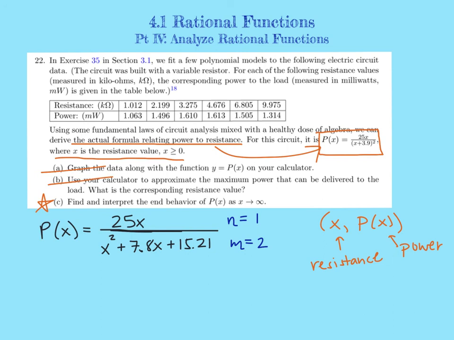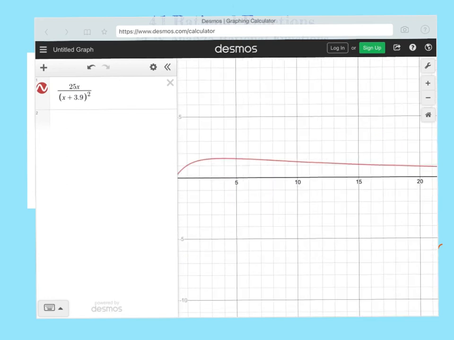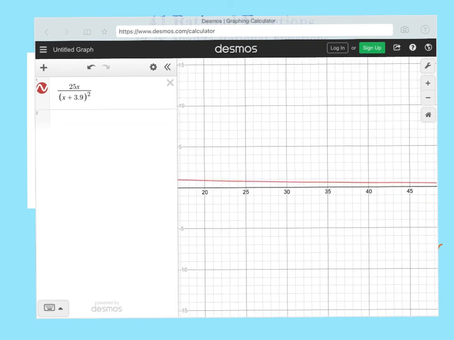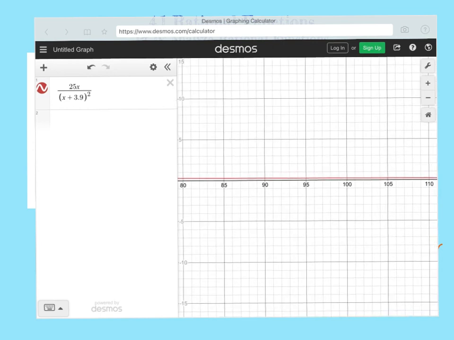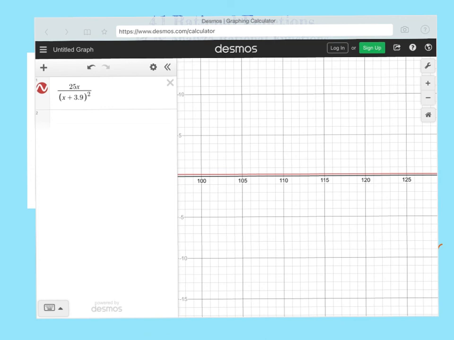Because n is less than m, the horizontal asymptote here is actually the x-axis. It's the line y equals 0. Now, what does this mean? If we take a look at the graph, and remember x was resistance and the output y, or P of x, was power, as the resistance increases and increases, or approaches positive infinity, we can clearly see that the power output approaches 0. It approaches the x-axis, our horizontal asymptote of y equals 0. And this makes sense because as our resistance increases and increases, we're not able to output any power anymore, or a power that's approaching 0.